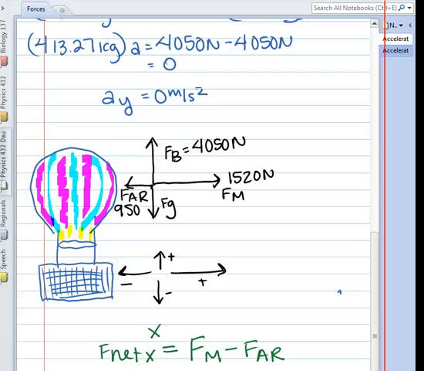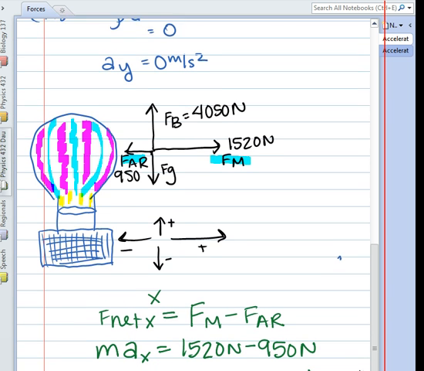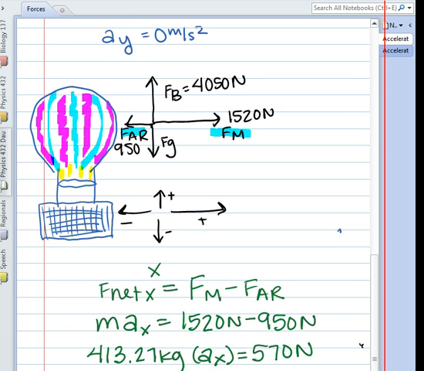Starting where we left off, we want to take a look in the x direction now. In the x direction, I'm going to have two forces. The first force is the force of the motor, and the second force is the force of air resistance. When I want to set up information in the x direction, I'm simply going to say that my net force in the x is going to equal the force of the motor minus the air resistance.